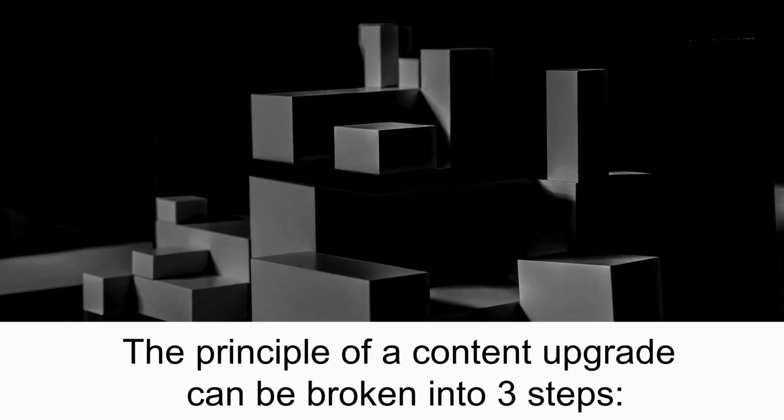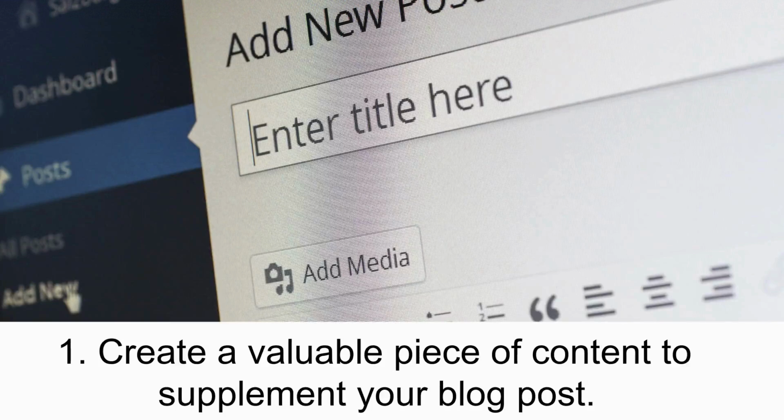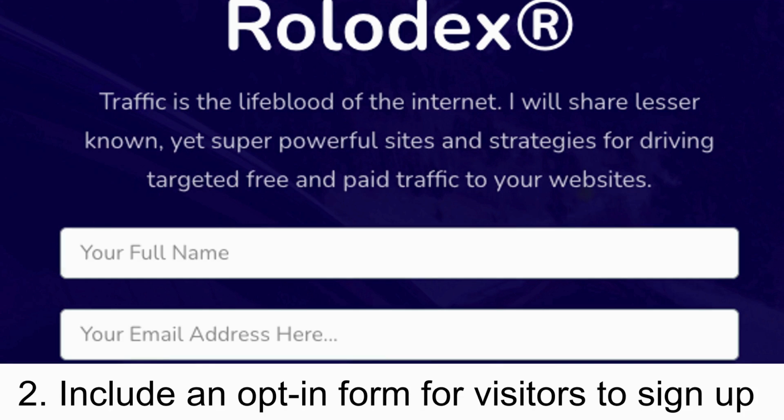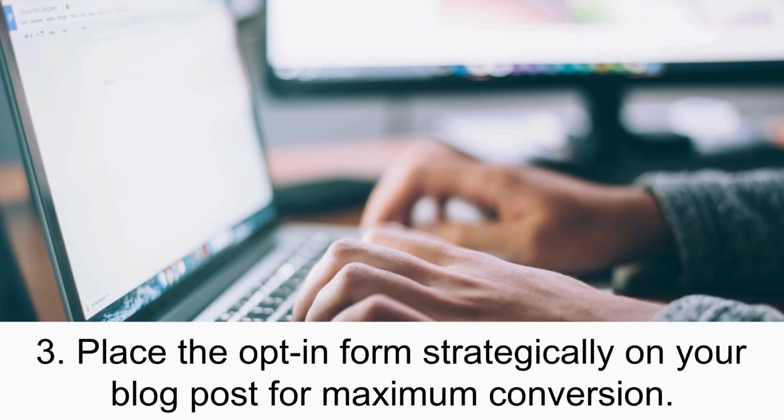The principle of a content upgrade can be broken into 3 steps. 1. Create a valuable piece of content to supplement your blog post. 2. Include an opt-in form for visitors to sign up in exchange for receiving the free content upgrade via email. 3. Place the opt-in form strategically on your blog post for maximum conversion.